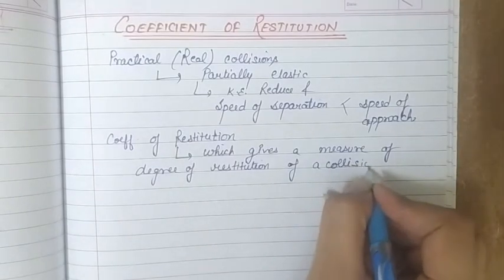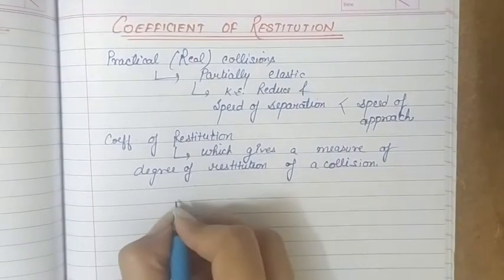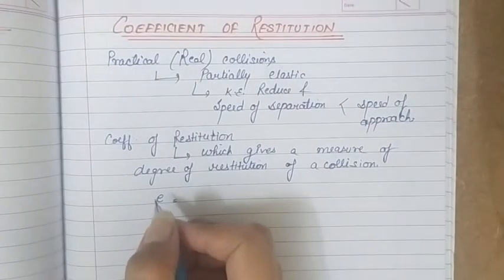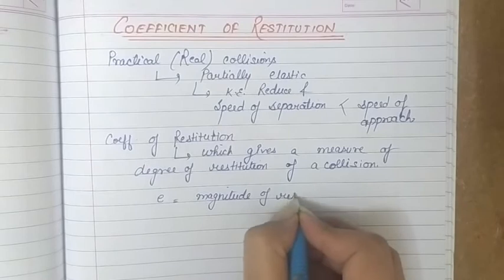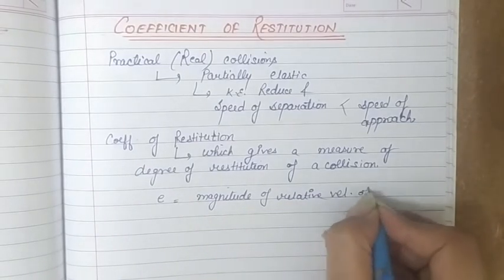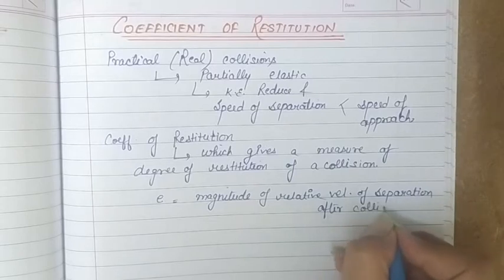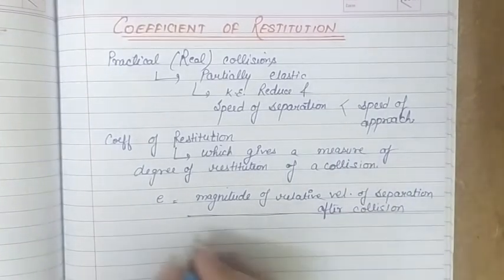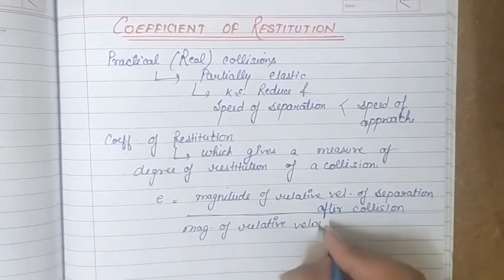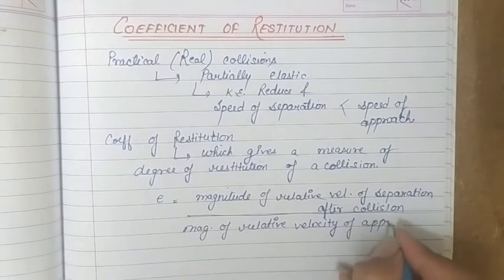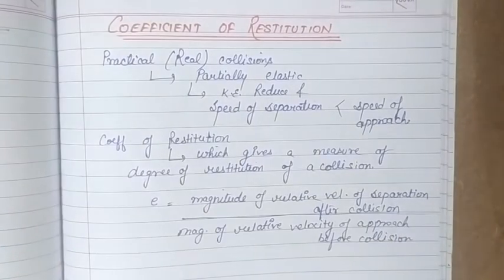It is given by a factor called coefficient of restitution, denoted by small e, and it is defined as the ratio of the magnitude of relative velocity of separation after collision to the magnitude of relative velocity of approach before collision. This is how we can define the factor called coefficient of restitution.